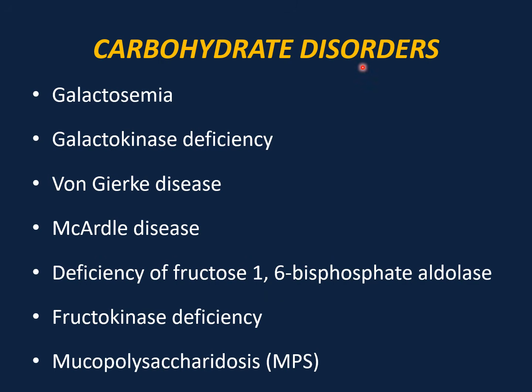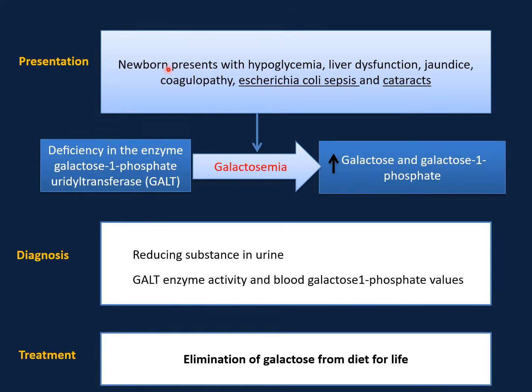Common examples of carbohydrate disorders: galactosemia, galactokinase deficiency, Von Gierke disease, Pompe disease, deficiency of fructose 1,6-bisphosphate aldolase, fructokinase deficiency, mucopolysaccharidosis. A newborn presents with hypoglycemia, liver dysfunction, jaundice, coagulopathy, E. coli sepsis, and cataracts. This is a classic presentation of galactosemia. E. coli sepsis and cataracts are keywords for this condition.